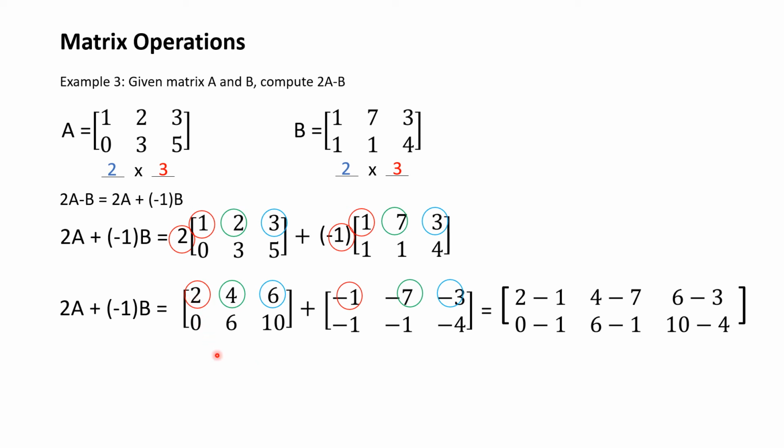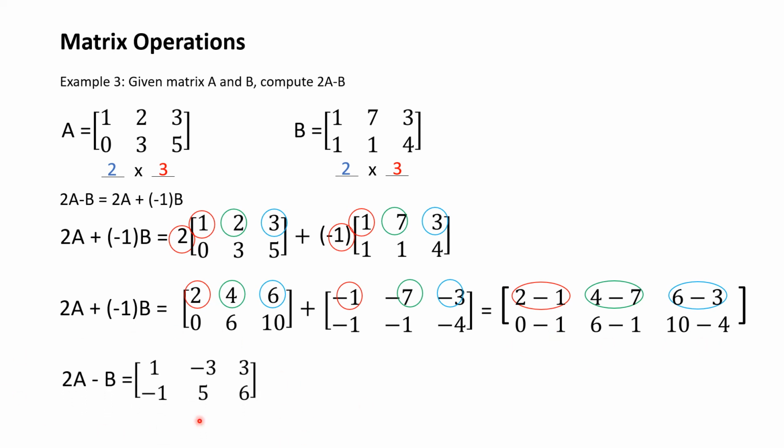We need to add the corresponding entries in each matrix in each row and column. So in row 1 and column 1, for this matrix, we have a value of 2. And in this matrix, in row 1 and column 1, we have this value. So to determine the entry in row 1 and column 1 for matrix 2A plus negative 1 times B, we need to add 2 minus 1 to get this first value, and 4 minus 7 to get the second value, and 6 minus 3 to get the third value. And a similar approach can be used to determine the entries in row 2.